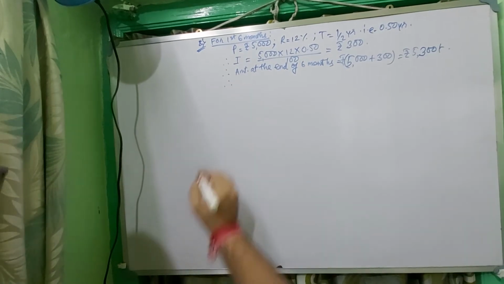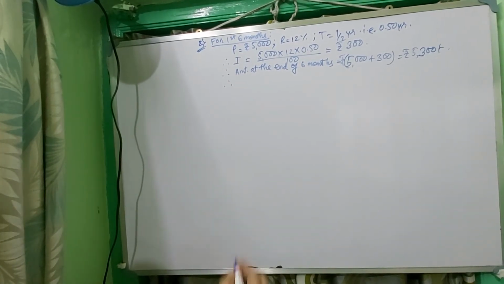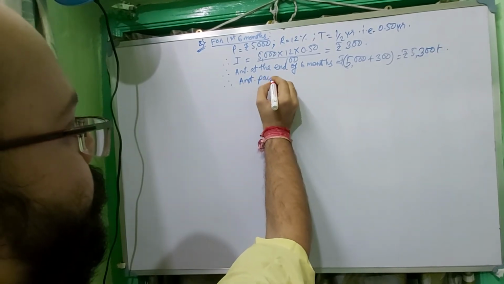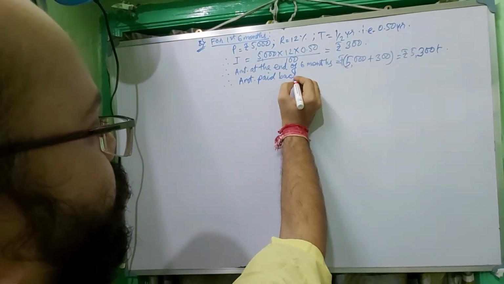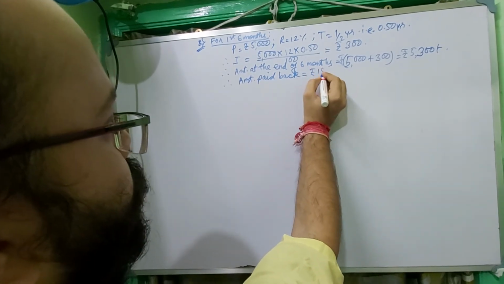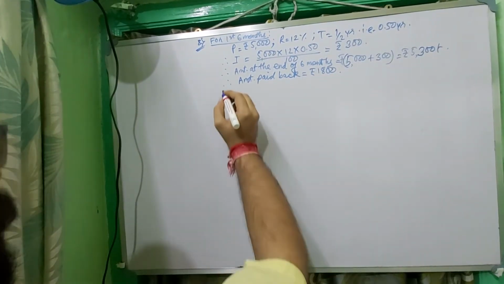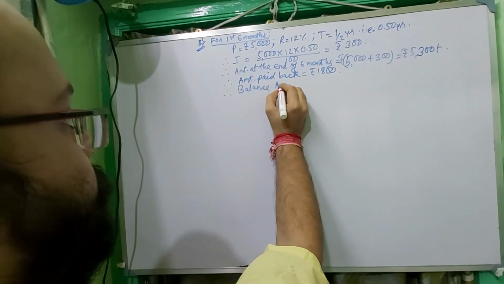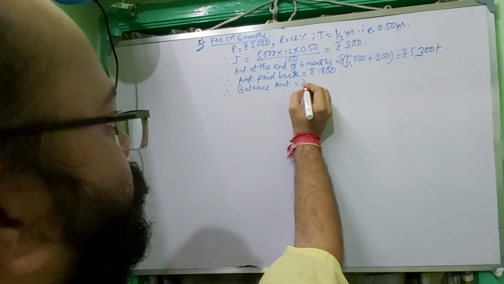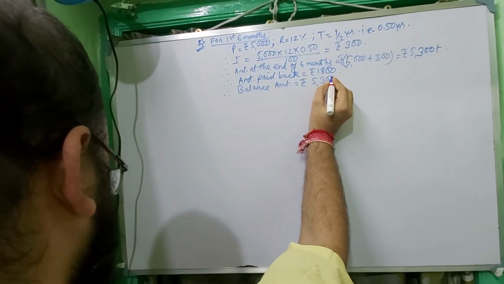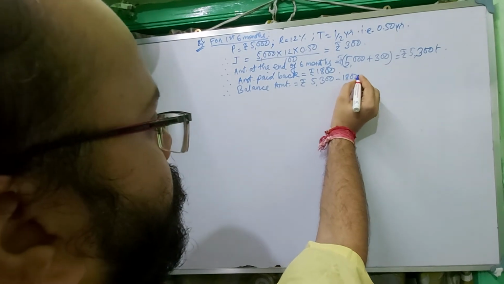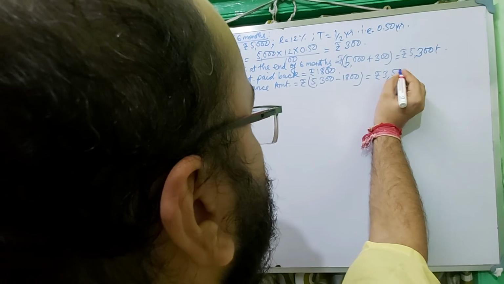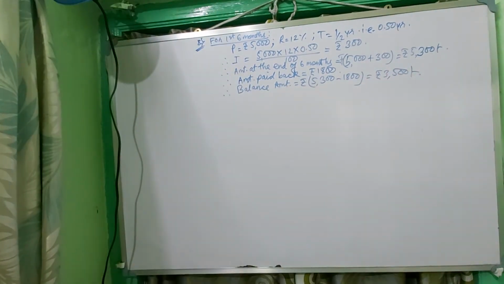So he is paying back 1,800. The amount paid back is rupees 1,800. So the balance amount will be 5,300 minus 1,800, which is equal to rupees 3,500. This is the balance amount at the end of the first 6 months.